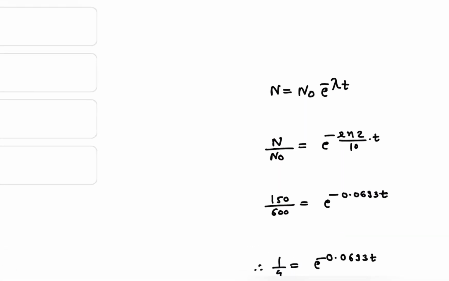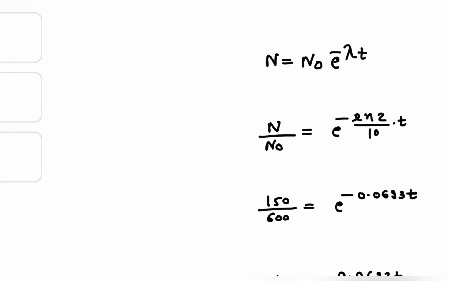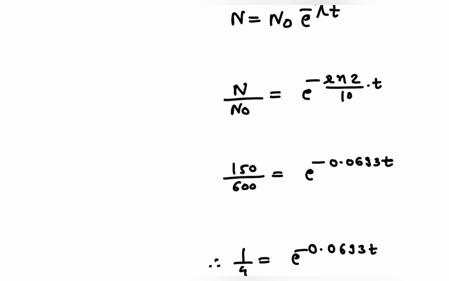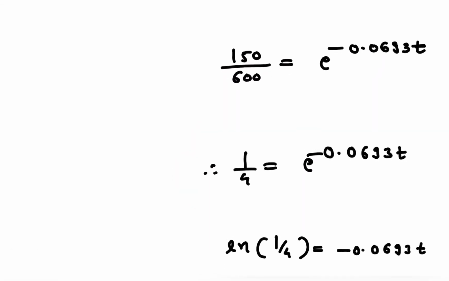Now according to the formula of the Rutherford-Soddy law, N equals N naught e raised to minus lambda t. So N by N naught is equal to e raised to the power minus 0.0693 t. Here N is equal to 150, that is the active nuclei, and N naught is initially present, that is 600. So 150 by 600 comes out to be 1 upon 4, equal to e raised to the power minus 0.0693 t.